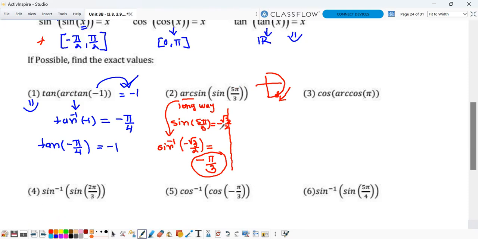Alternate approach. You are at the same place, 5 pi over 3, but you have to look at it backward, and you can say this is the same as negative pi over 3. You don't have to do all this work. One more time, 5 pi over 3 forward is 5 pi over 3, but sine inverse is this side. So I go backward, which is the same as negative pi over 3. Long way, shortcut. The shortcut works only if they match.